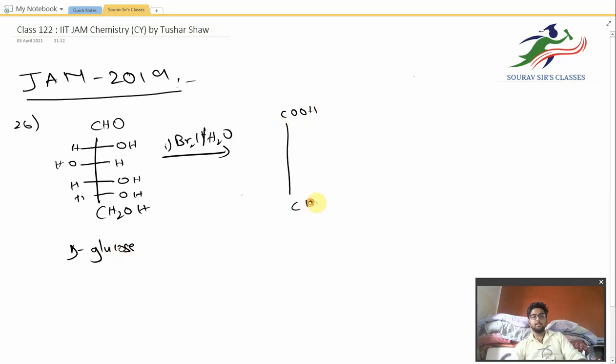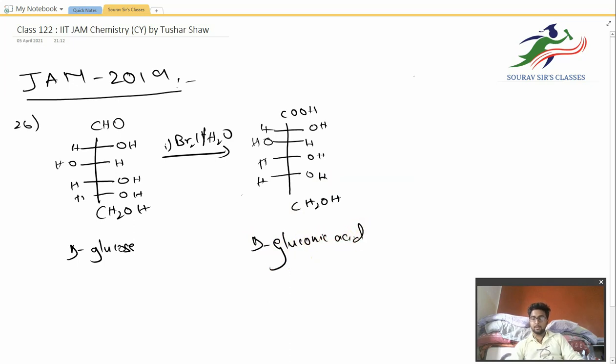D-gluconic acid: H H OH H and OH H OH OH. So this is the structure that would be formed, and D-gluconic acid is the name. Now the second reagent that we give is H2O2 and Fe2(SO4)3. What would happen is that CO2 would be released.